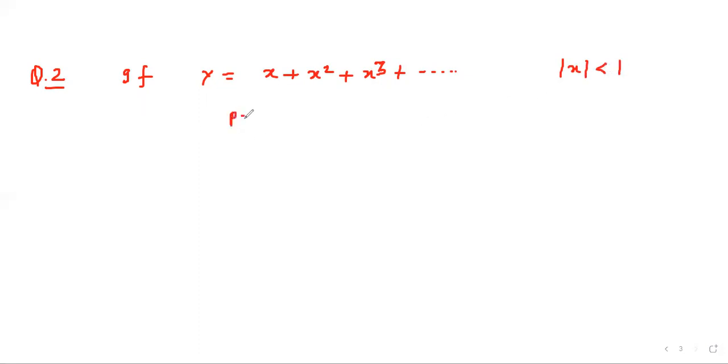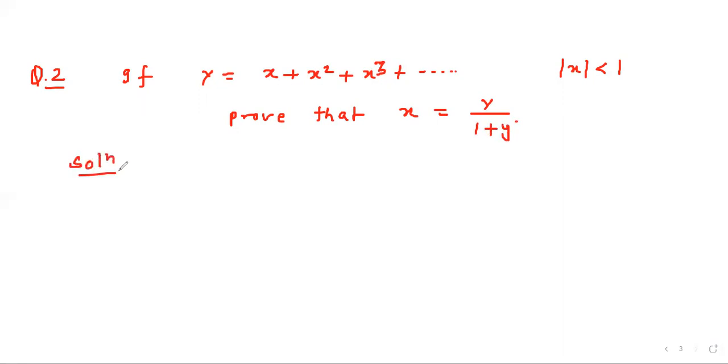Let's see the next question. If y equals x plus x square plus x cube plus dot dot dot till infinity, where modulus x is less than 1, then show that x equal to y upon 1 plus y.